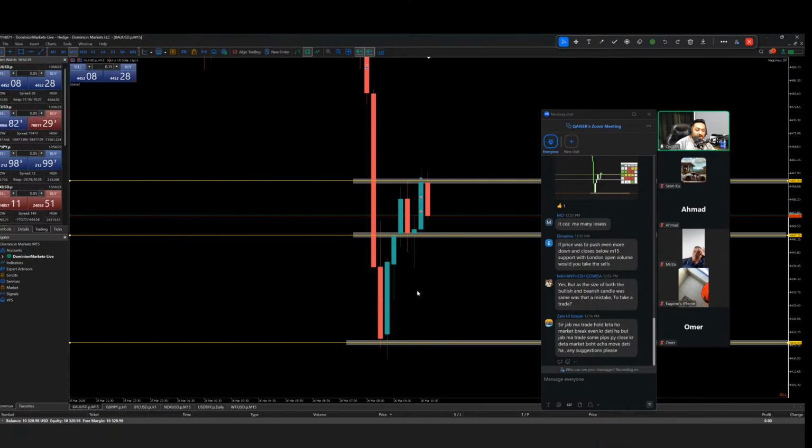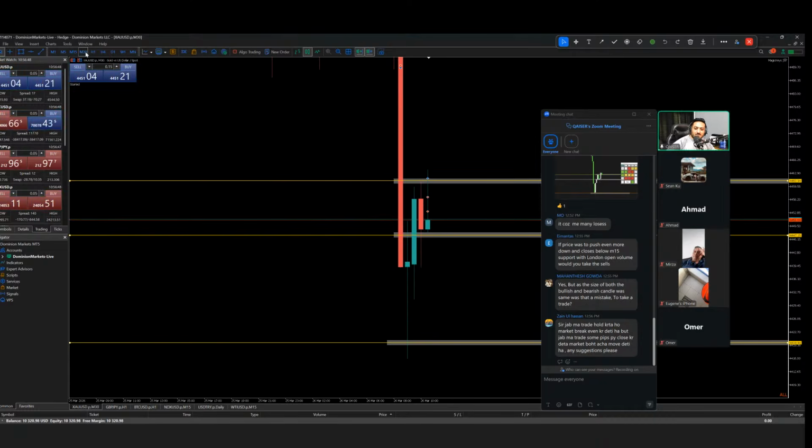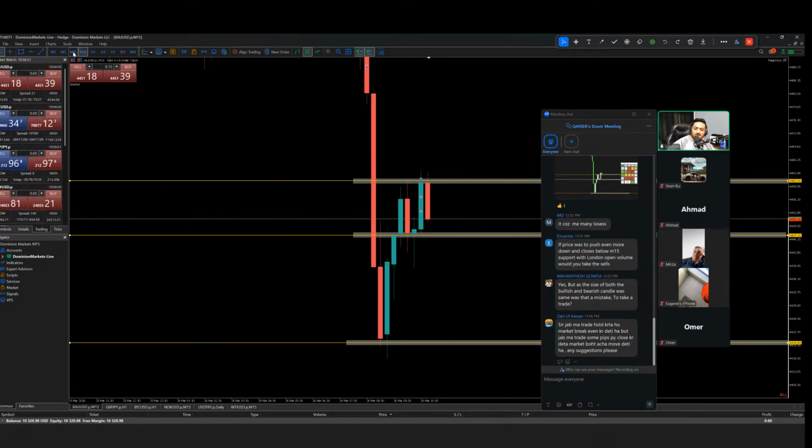If there are bigger wicks there, then you can look at the smaller time frame to see if there's some kind of structure printing there. So 4 minutes left. Look at this rejection, just 4 minutes left.